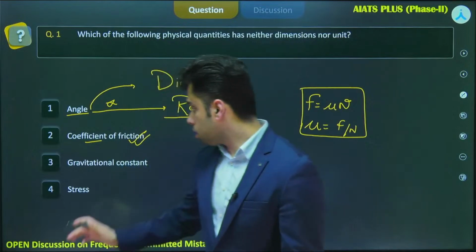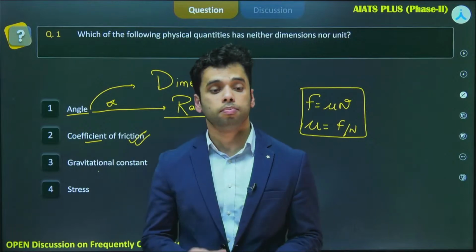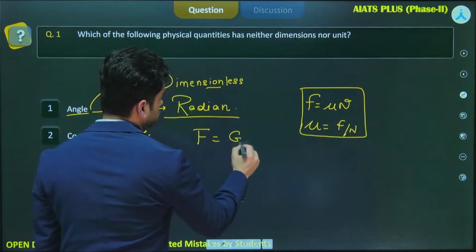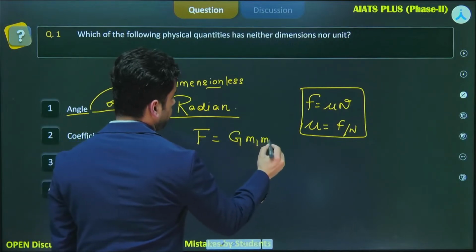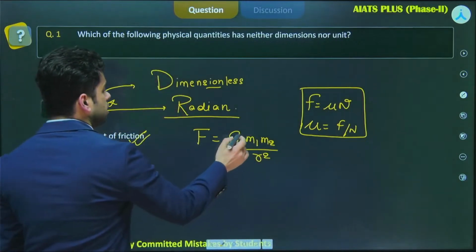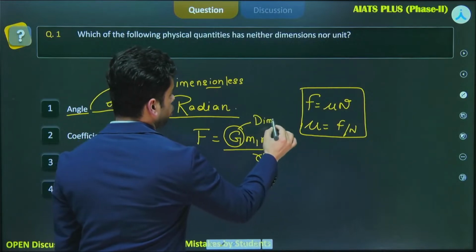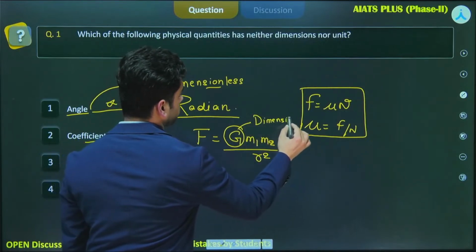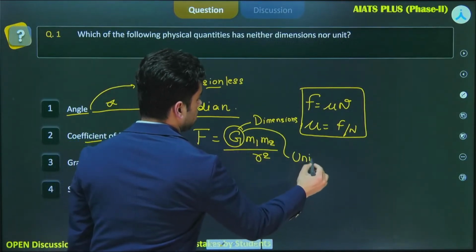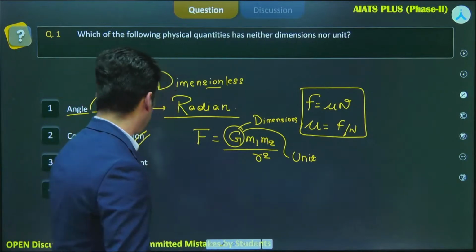The third one says gravitational constant. Dear students, gravitational constant is given by the expression F equal to G m1 m2 by r square. So definitely the gravitational constant will have dimensions. It is going to have dimensions and it is also going to have units. Dimensions and unit as well. So yes, gravitational constant cannot be our final answer to this problem. So this one is also wrong.